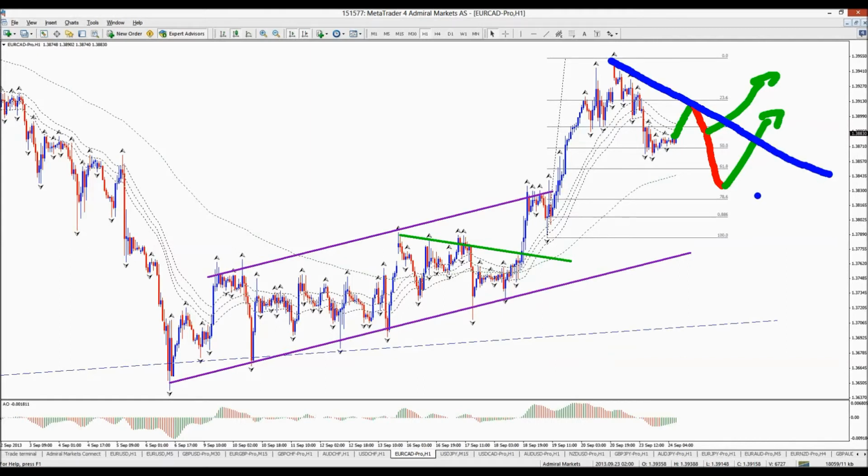All right, so that's why either a move down to the fib, as I'm drawing on this chart, just in case you're wondering, either a bounce down to the fib and off the fib, or a breakout of that blue line, the future trend line, and a continuation for the upside. That could be interesting on the EuroCAD.